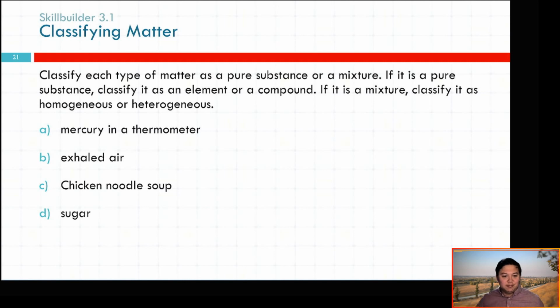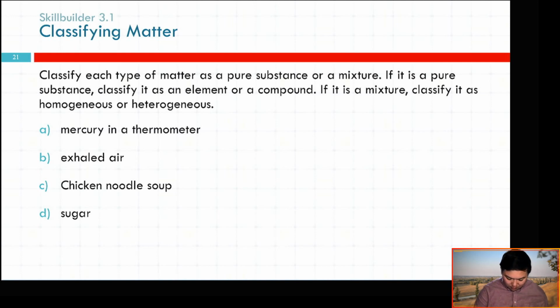So chicken noodle soup. Substance or mixture? Mixture. Right, mixture. Like we just talked about, a heterogeneous mixture. And then table sugar. Might be a little harder. What's a compound? Yeah. A pure substance, but a compound.